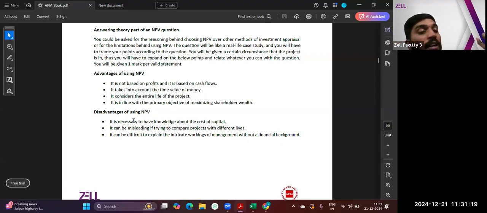Now, guys, whenever you're doing any NPV or any calculation, there are a couple of marks for the commentary. That is a suggestion. In that suggestion, you need to ensure that you give what the project should be doing, and you also need to mention the advantages and disadvantages of a particular model.